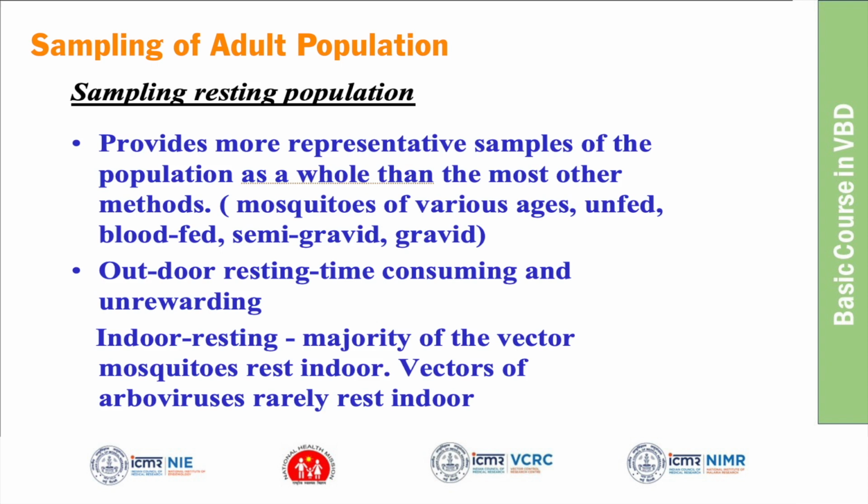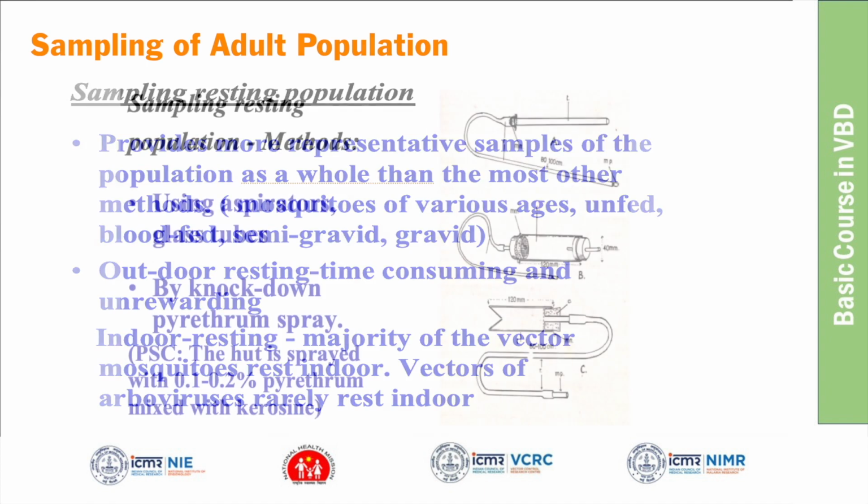But sampling mosquitoes inside the human dwelling or cattle shed is easy because they are resting in a confined area. Sampling mosquitoes in the outdoor is very difficult, time consuming, and unrewarding. Most of the vector mosquitoes rest indoor. Vectors of arbovirus rarely rest indoor, mostly resting in the outdoor conditions.